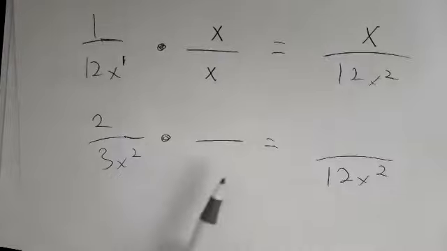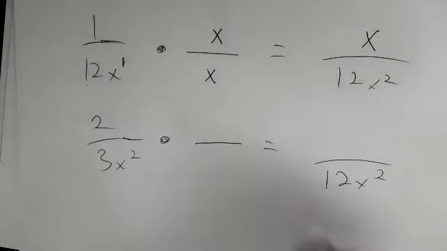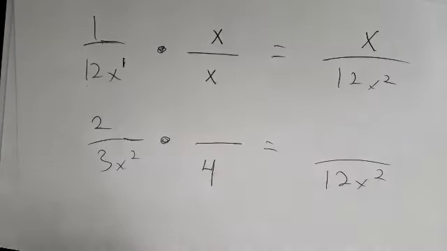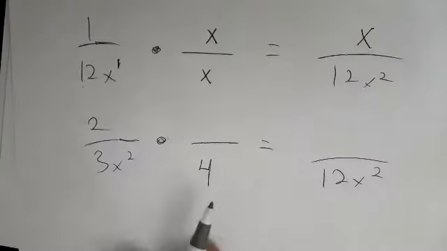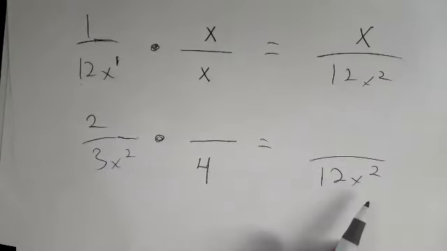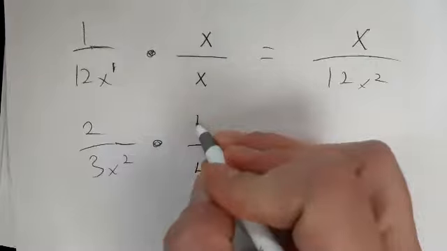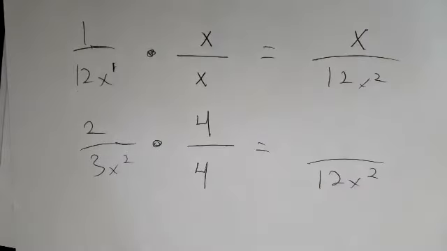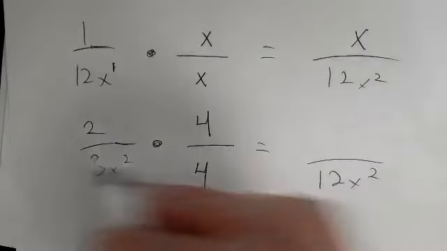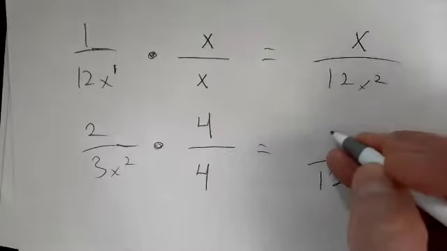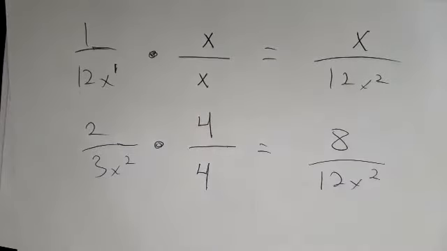So 3 times what is going to give me 12? That would be 4. My x squared times, I don't need anything. It's an x squared. I'm done there. What I multiply on the bottom, I've got to also multiply on top. I don't want to change this. I just want to write this as something that's equivalent. Like 2 times 4 is going to give me 8.